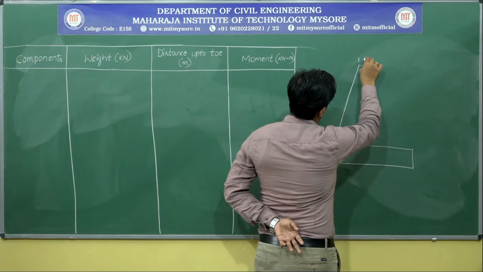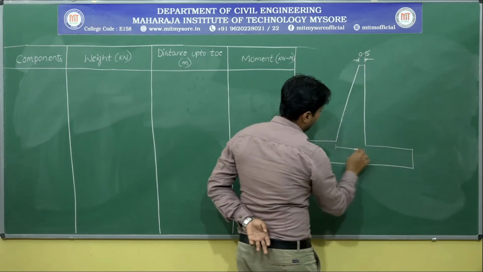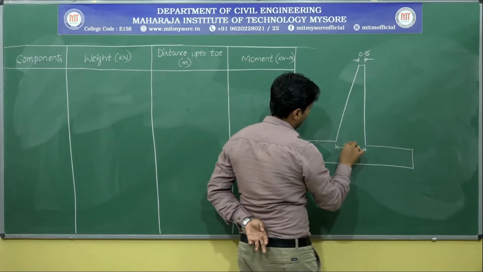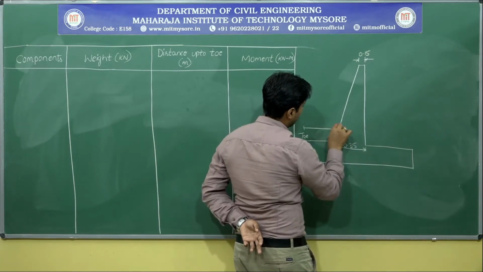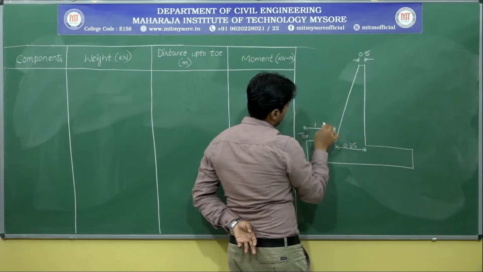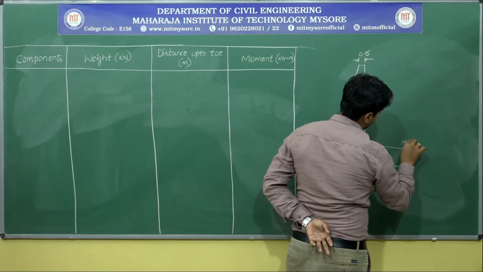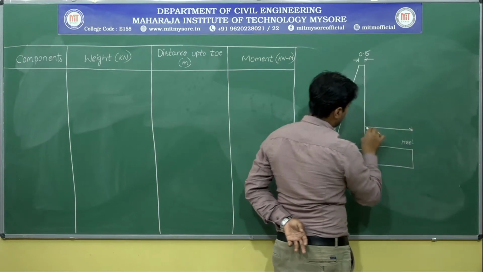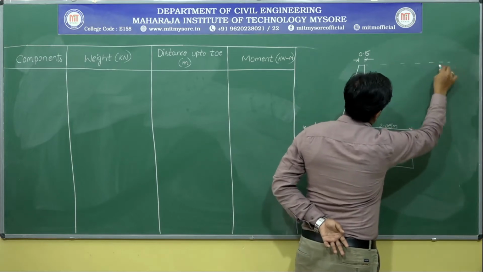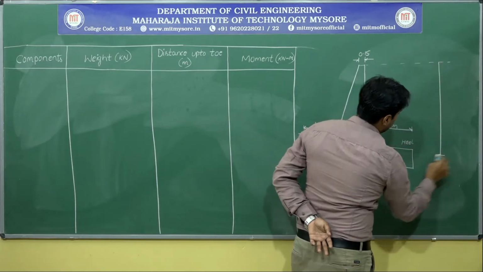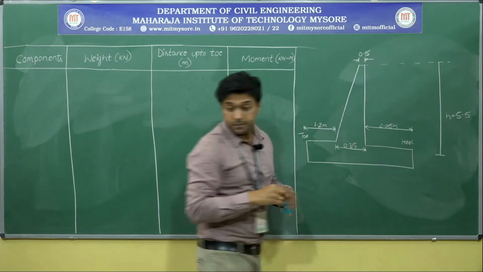Okay. So we know the top width of the stem, we know the bottom width of the stem. This is the toe portion, I know the value of the toe, so it's 1.2 meter. I know the heel portion width also, so it's 2.05 meter. I know the height of the stem, it is 5.5 meter. I need some space there.